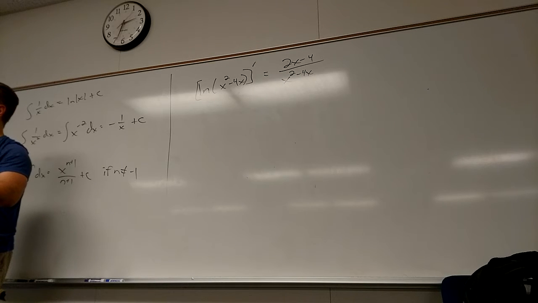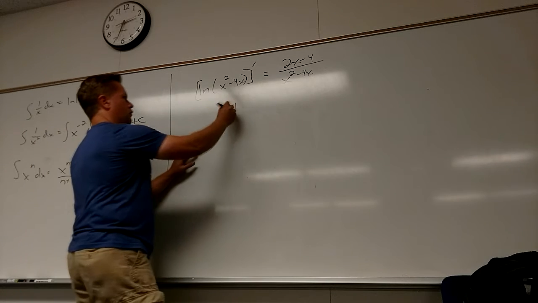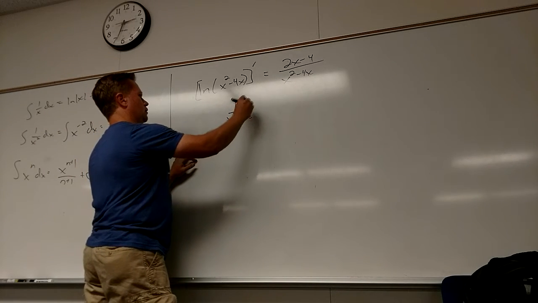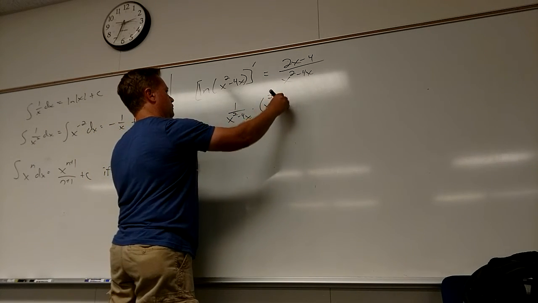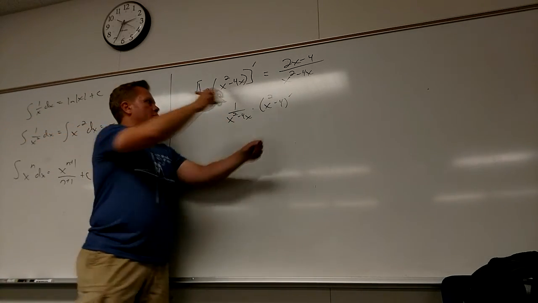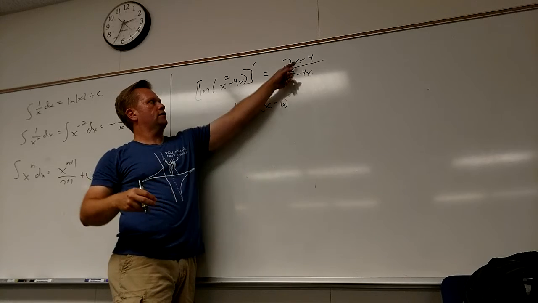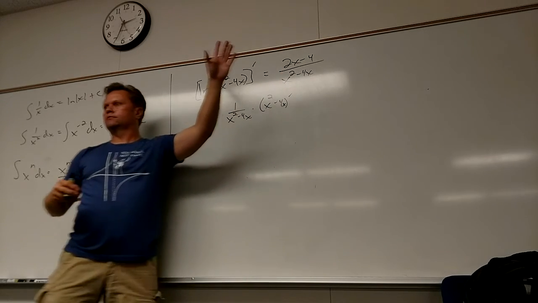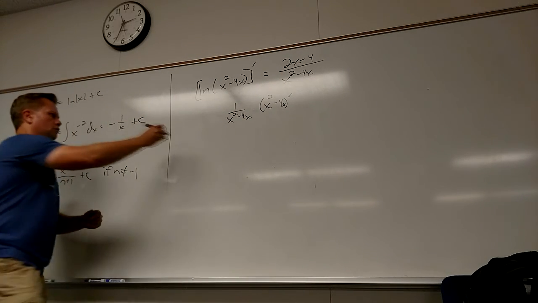We stop right there. It's 1 over the thing inside times the derivative of the thing inside. Good old chain rule. Get rid of that, sorry, that is that over this. Okay, so what is this integral then?